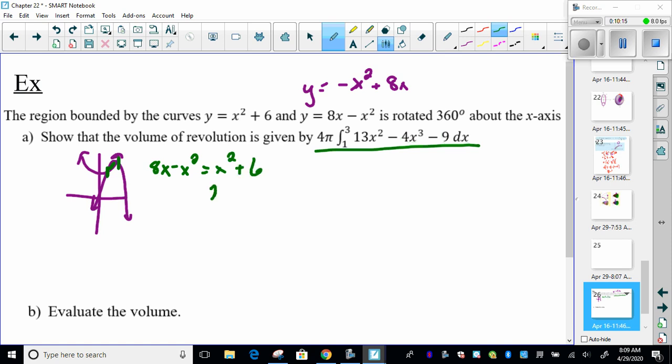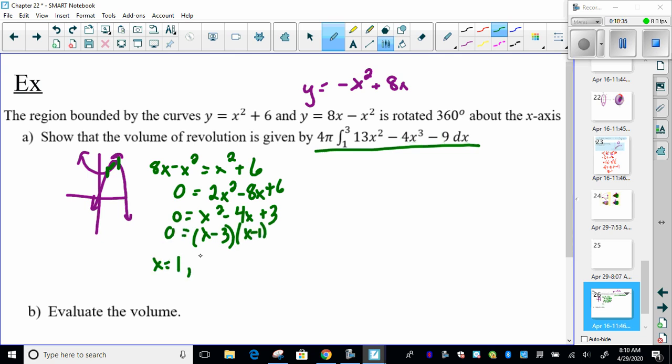So therefore we solve and we get 2x squared minus 8x plus 6 equals 0. I can factor out a 2, which then gives you x squared minus 4x plus 3. And now I can factor that into (x minus 3)(x minus 1) equals 0. Therefore, they intersect when x is 1 and at 3. What we just did is we found the integration bounds.